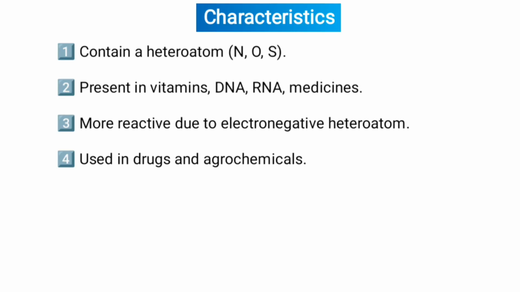Characteristics of heterocyclic compounds. First one, contains a heteroatom: nitrogen, oxygen, or sulfur. Second one, present in vitamins, DNA, RNA, and medicines. Third one, more reactive due to electronegative heteroatoms. Fourth one, used in drugs and agrochemicals.